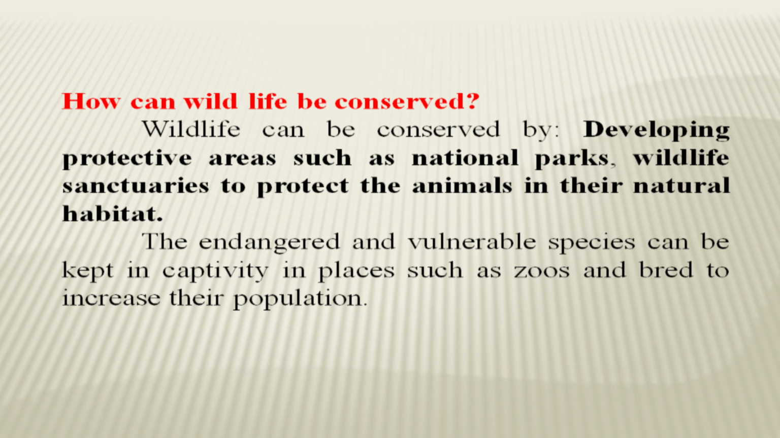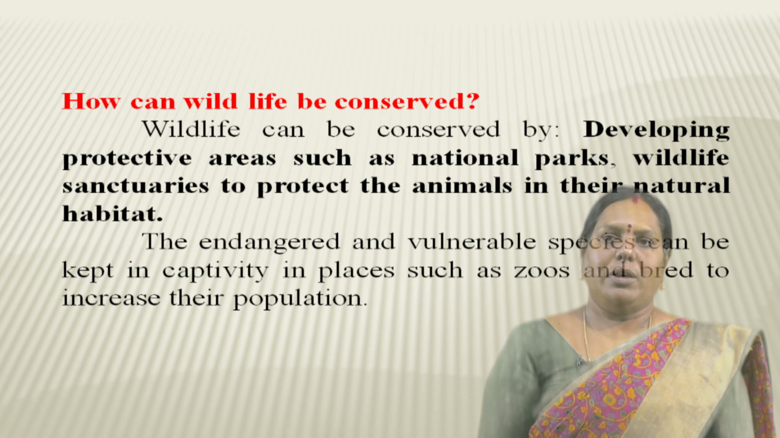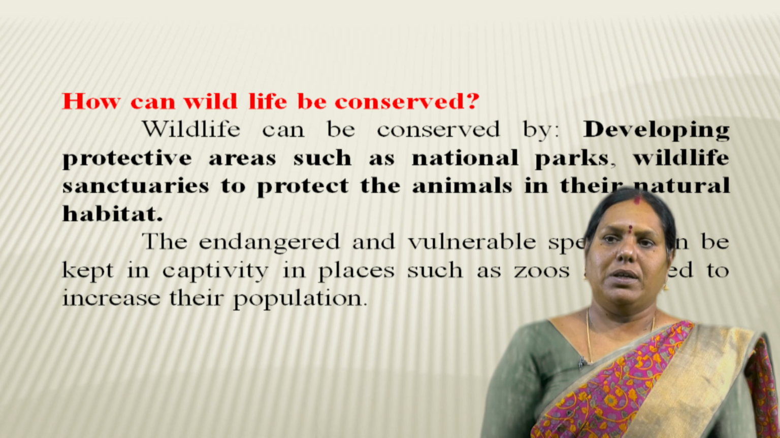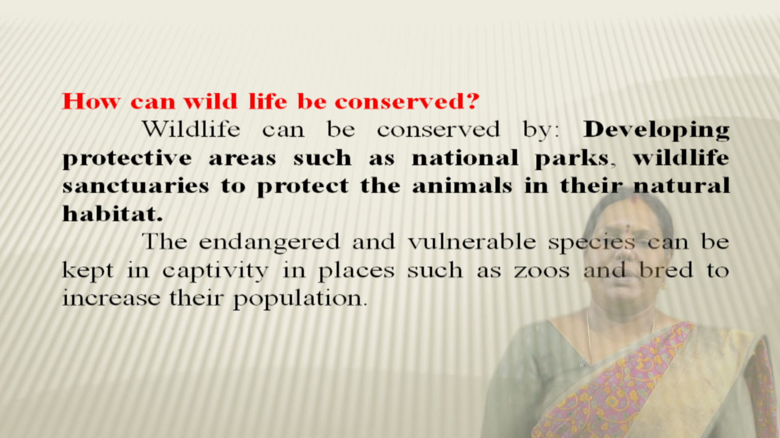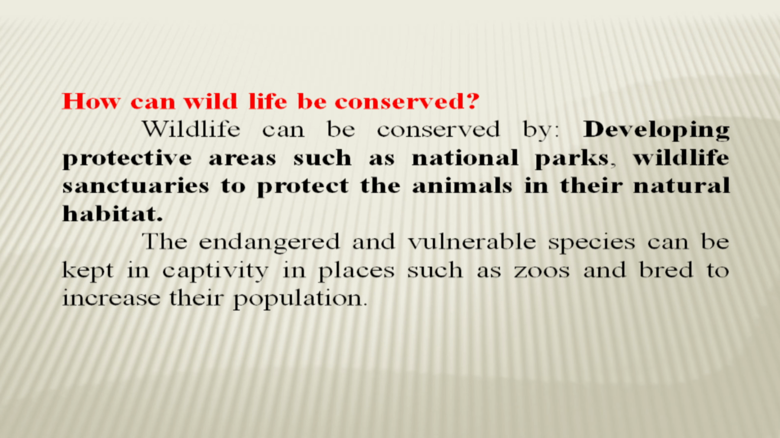Then how can wildlife be conserved? Wildlife can be conserved by developing protected areas, such as national parks and wildlife sanctuaries, to protect the animals in their natural habitat. The endangered and vulnerable species can be kept in captivity in places such as zoos and bred to increase their population. By these methods we can conserve the wildlife.